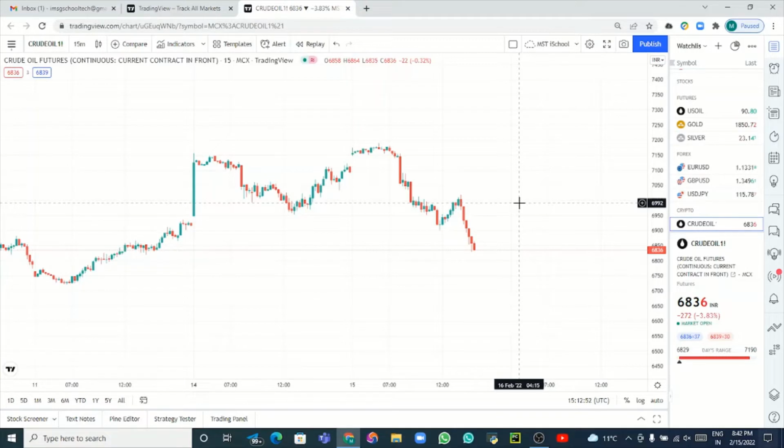So, now market is running. It is a live market. So, you all know how to add our indicator onto your chart. If you are new, once again I explain you from the scratch.